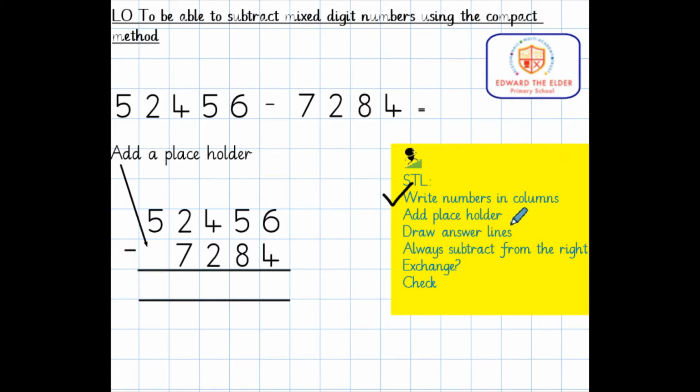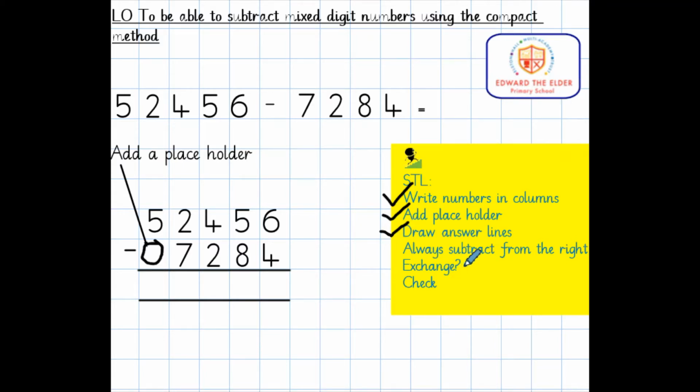My next step asks me to add a placeholder. As one of my numbers is a 5-digit number and the other number is a 4-digit number, there are no 10,000s in the second number. So we can, if it helps, add a placeholder here to ensure our digits are in the correct columns. My next step asks me to draw my answer lines, which, as you can see, I have done with a ruler. This is ensuring that my work is presented neatly.